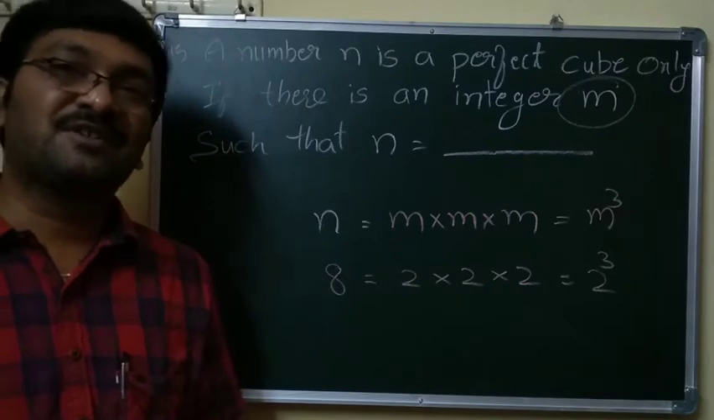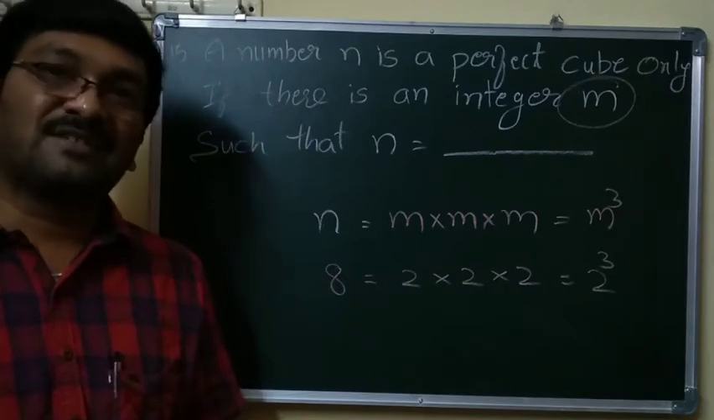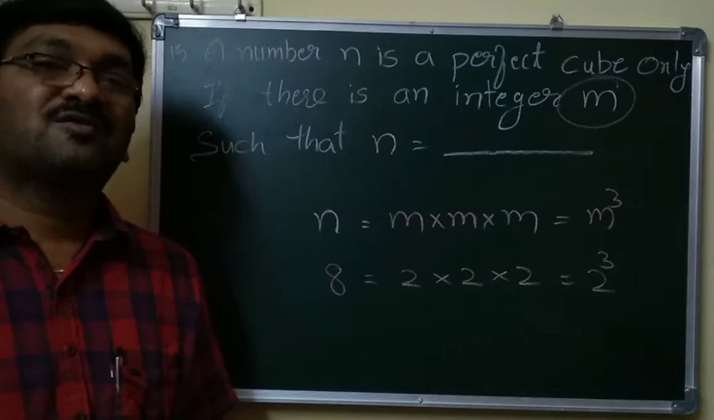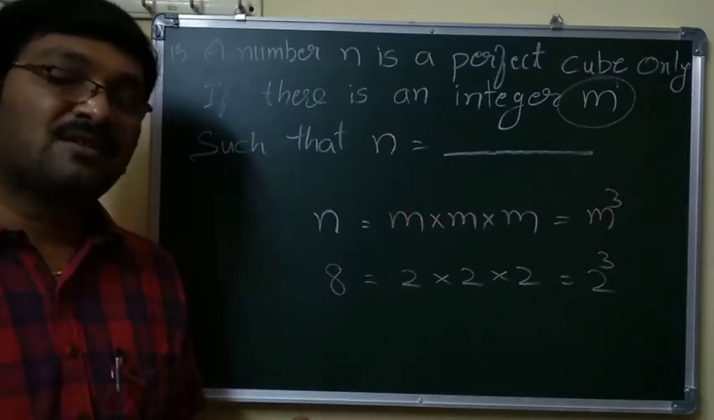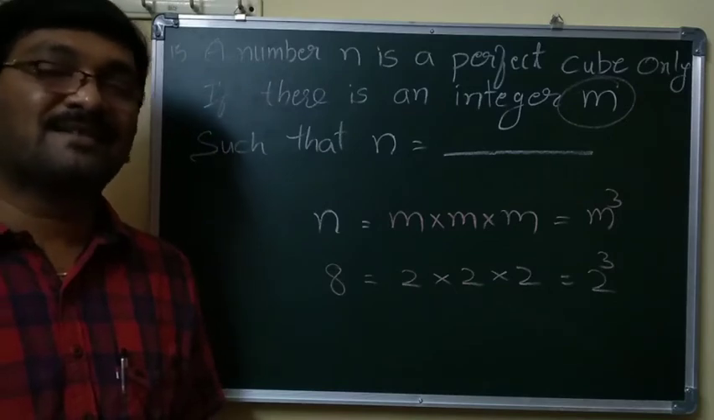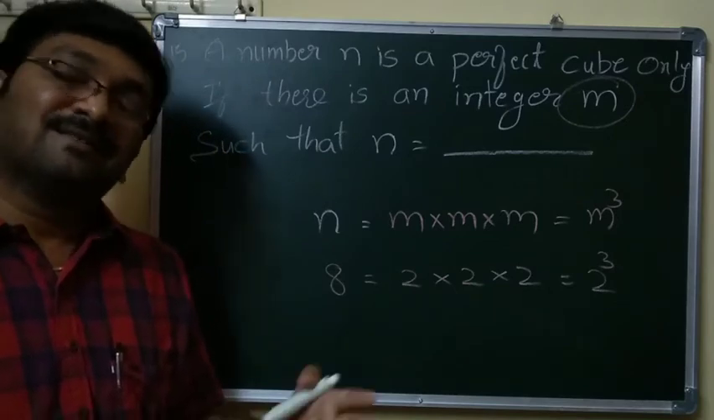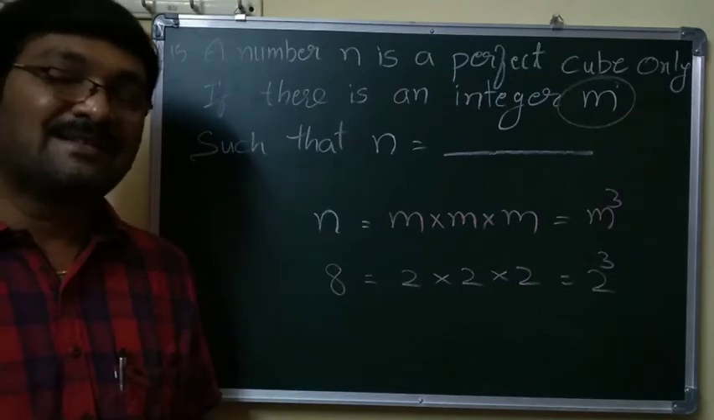64, that's 4 into 4 into 4. 125 is 5 into 5 into 5, 5 cube. 216, that's 6 cube. As like you can go on. 343, that is 7 cube. 8 cube also you can write, and as like it will go on.